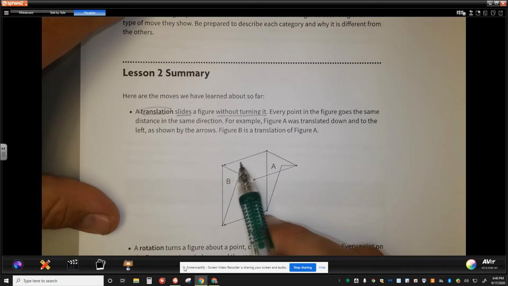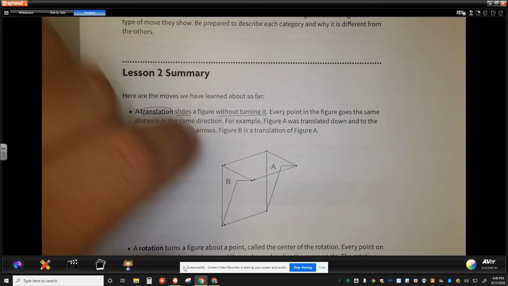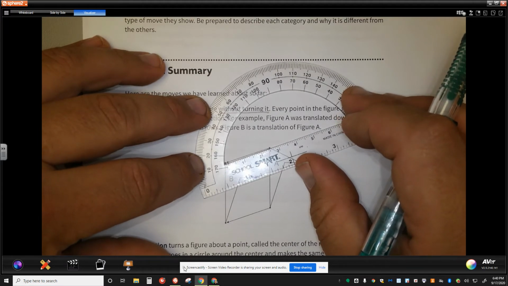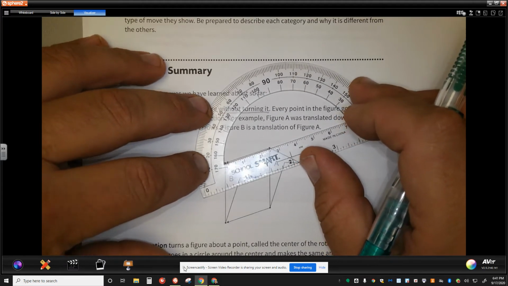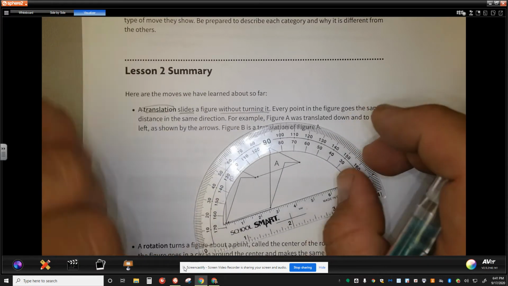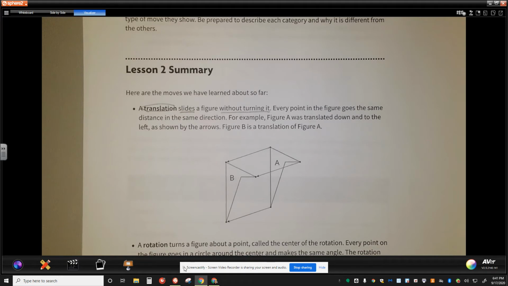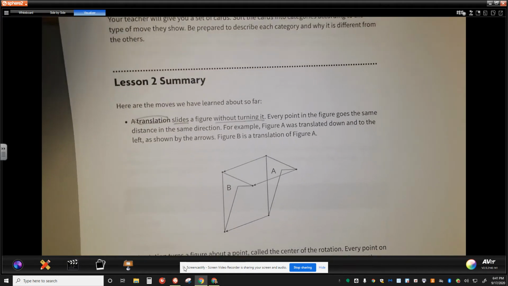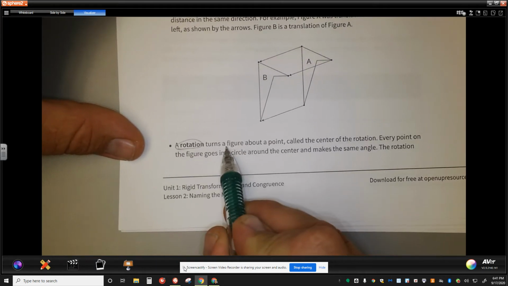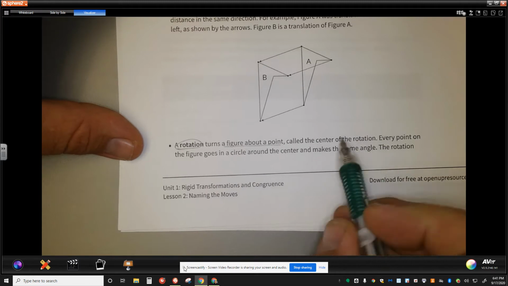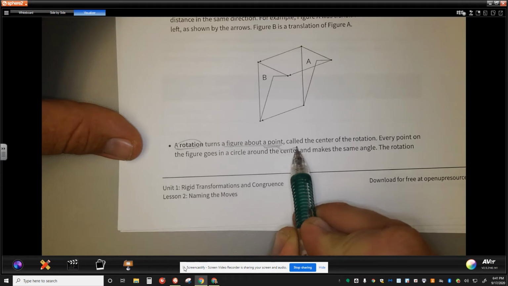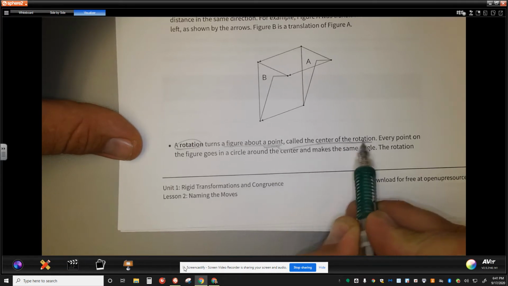We see that this one is traveling at this angle for this distance, and we see that this distance and those other ones appear to be the same. A quick measurement shows that that's about 2.5 centimeters, 2.5 centimeters, and 2.5 centimeters. Translations never ever turn or rotate. A rotation is when a figure turns about a point. This is really important right here. That point right here is called the center of rotation.